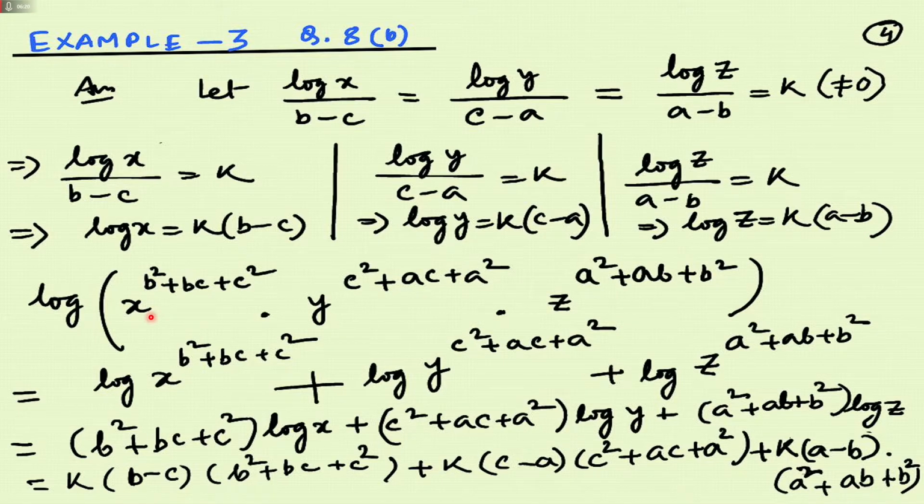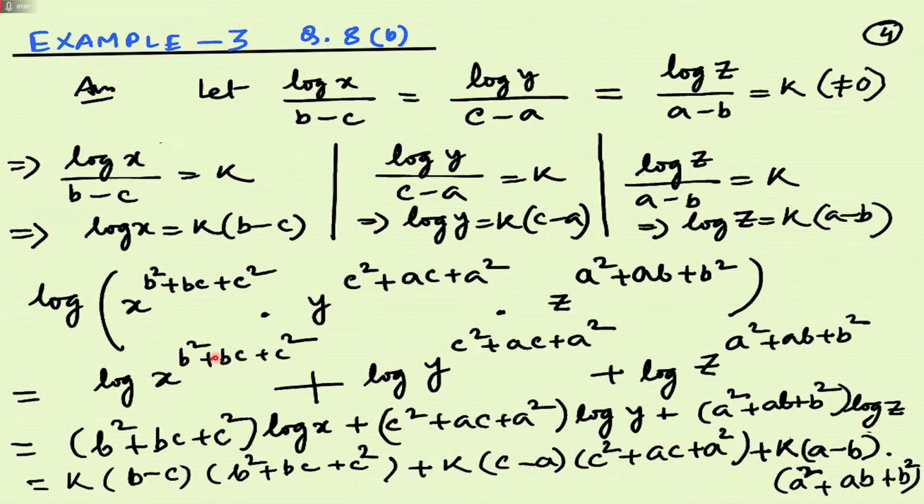Now you have to find the value of this relation as 1, but these three are in product form and it has a big power. So just simplifying this, I am taking log of this term, log with base 10, and this will give you log x to the power b square plus bc plus c square plus log y to the power c square plus ac plus a square plus log z to the power a square plus ab plus b square, because the rule of log is log mnp is equal to log m plus log n plus log p.